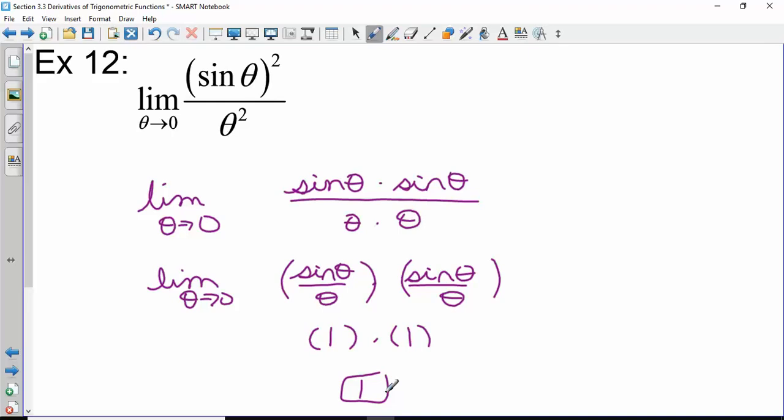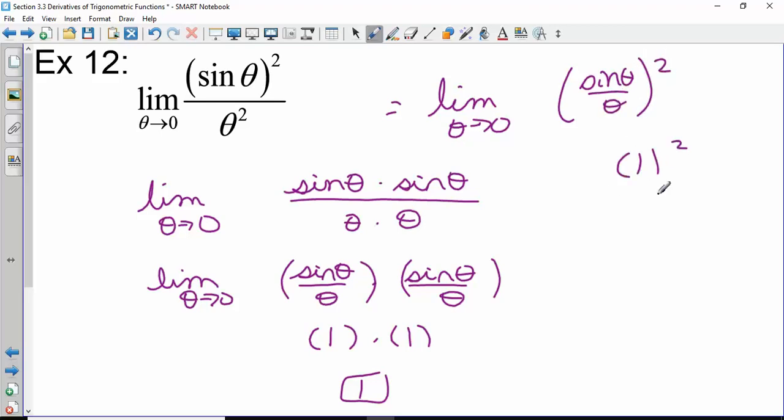Did you even have to do all that? You just see it. Now, another way to do it would be, say this is sine theta over theta squared. So then you have 1 squared, which is 1.